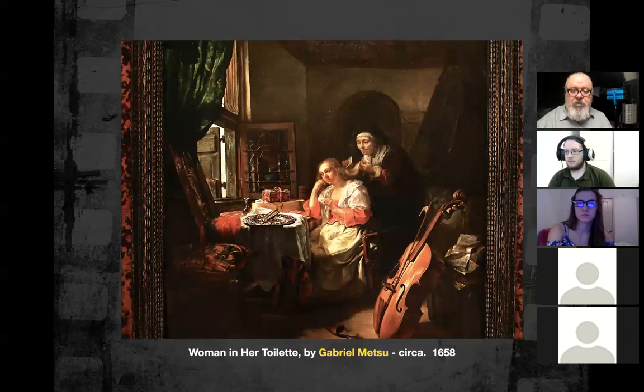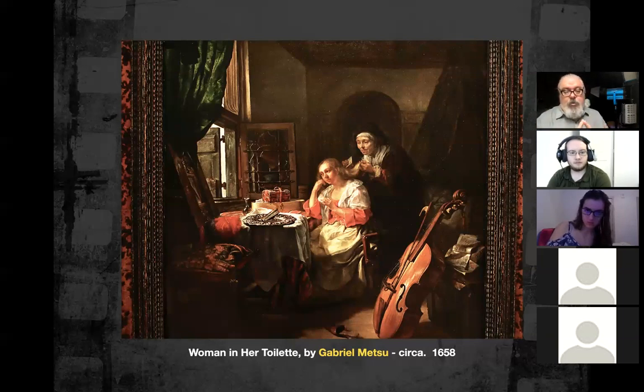Here, this is a Metsu, right? But he uses the same kind of window technique that Vermeer was using around the same time period too, middle 1600s. And this is a woman in her toilet. So at the time, the room where the woman would get dressed and have makeup and hair applied and all of that stuff was referred to as the toilet. And so this is a scene depicting a part of life that some folks aren't privy to.